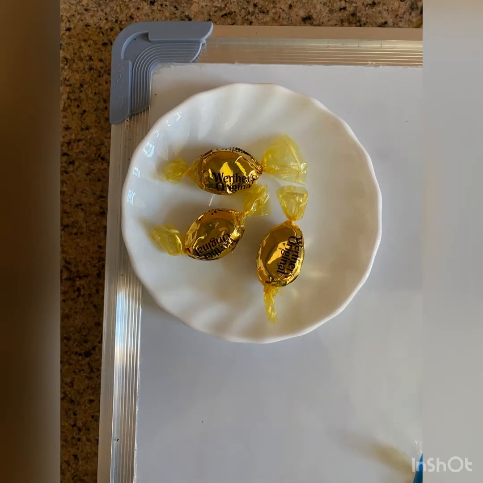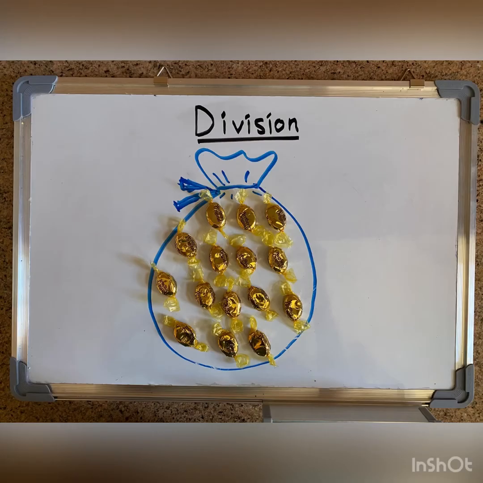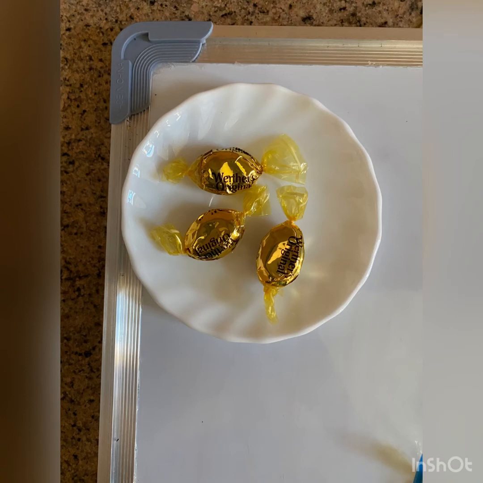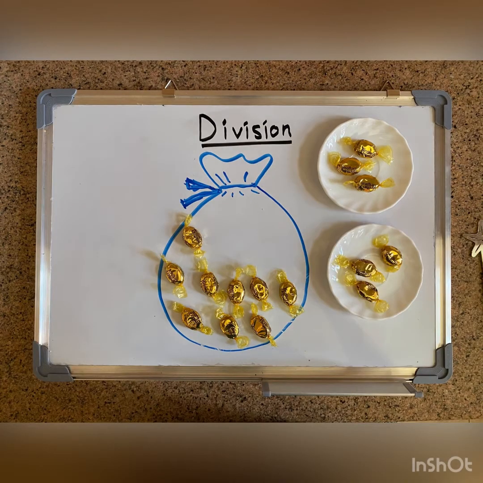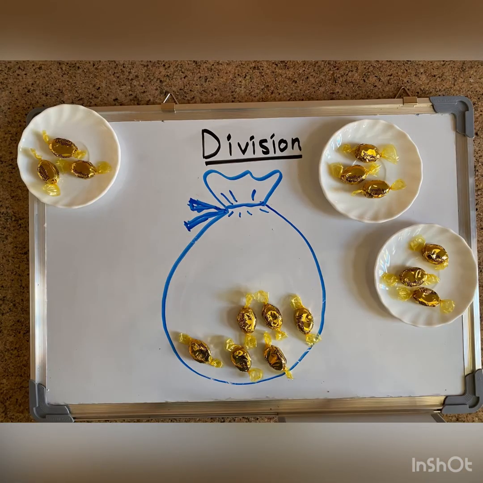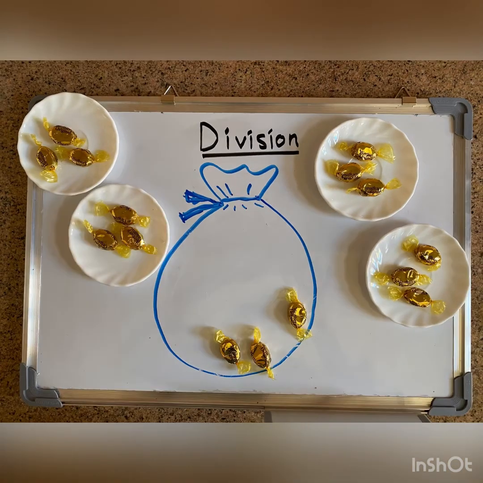the candies? So now we know the total number of candies, which is 15, and we know the number of items in each plate. What we are missing is the number of plates. Let's do it together and see how many plates we need. 1 plate with 3 candies, and we still have more candies. We're going to bring another plate and put 3 candies in it. But we still have more candies. We're going to add another plate and put 3 candies, and another one, until all the candies are gone.